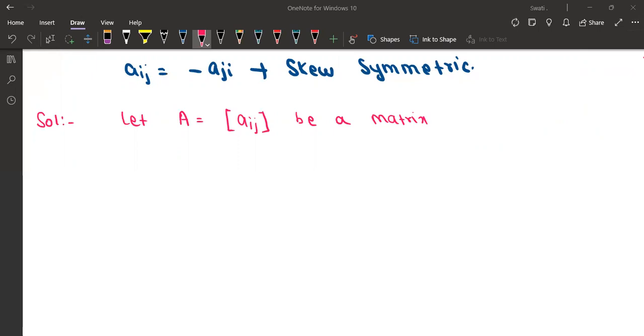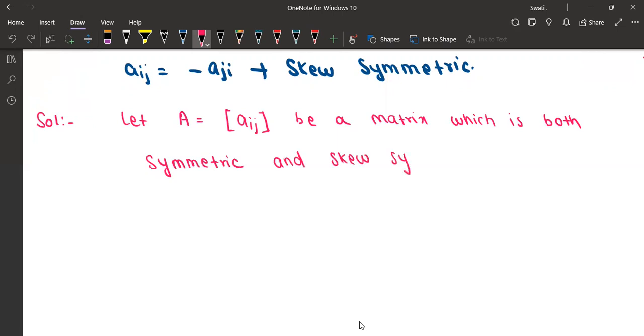Okay, so that means it is already given that the matrix is both symmetric and skew symmetric. So I'm just taking that into consideration. Let A is equal to Aij be a matrix which is both symmetric and skew symmetric. All right.